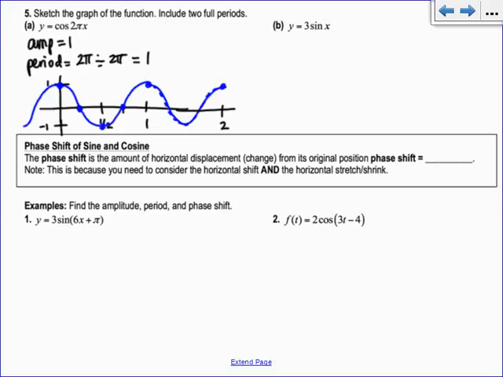All right, I think you guys can definitely do 3 sine of x. 3 sine of x looks just like sine, except it goes up to 3 and down to -3. So it's going to go up, down, down, up, like that.